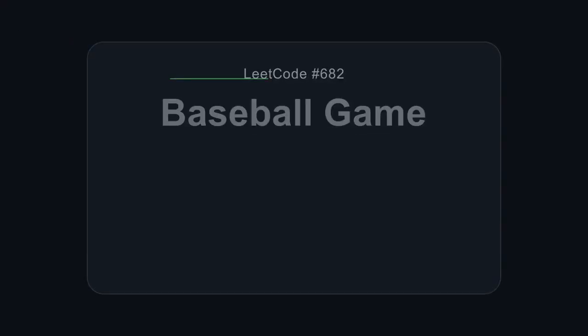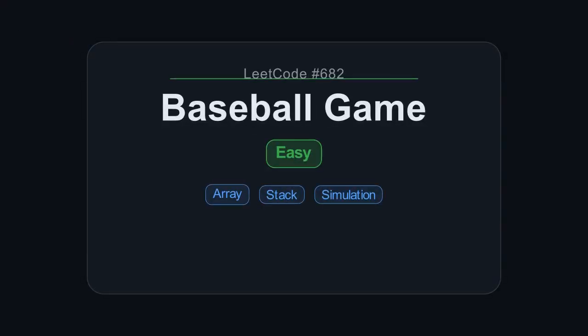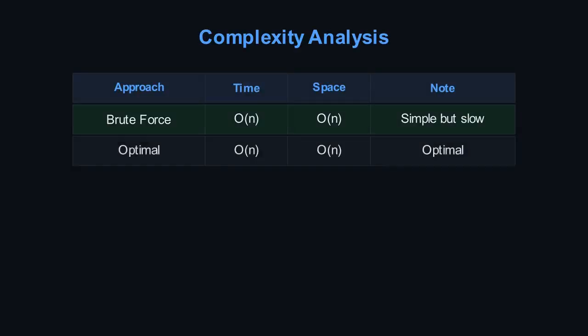You'll recognize this pattern whenever a problem only ever refers to the most recent one or two elements. Think undo operations, rolling sums, or any scenario where you need to add, double, or cancel the last entry. The stack solution runs in linear time, O(n), because each operation touches the stack a constant number of times. It also uses linear extra space, O(n), to store the valid scores.